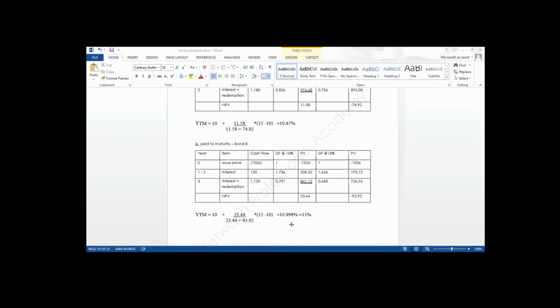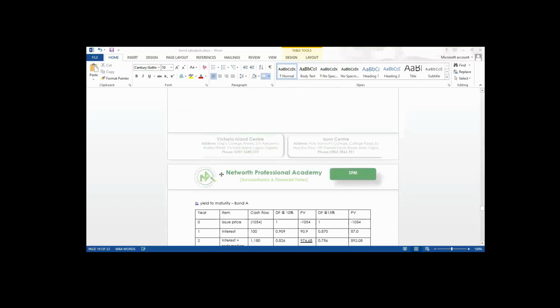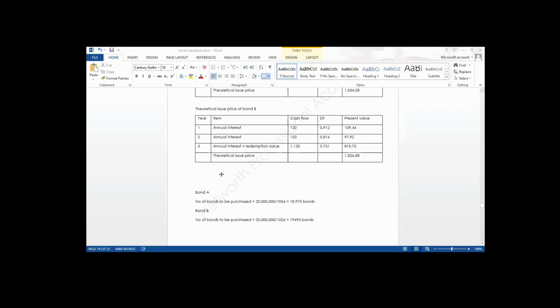Look at the cash flows. Year 0, your issue price, 1,026. Now, year 1 and 2, we have the same interest. Annual interest. Look at bond B. Annual interest in year 1, 120. Annual interest in year 2, 120.